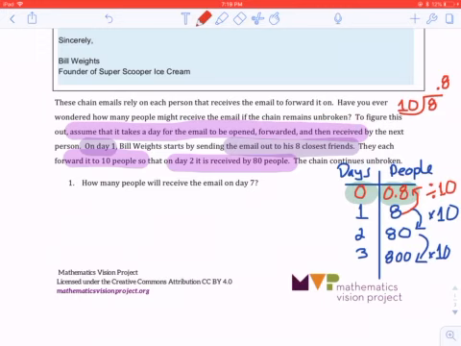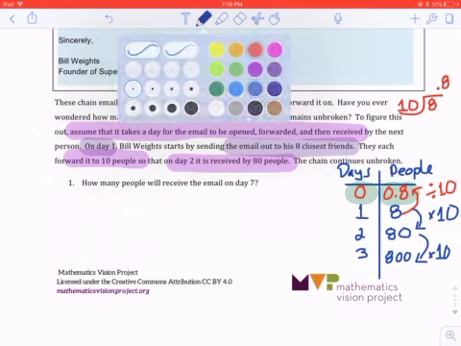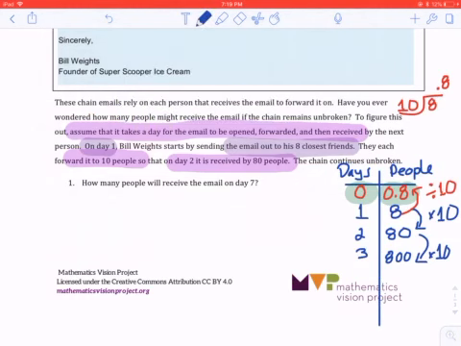Now, let's see. It's asking me how many people received the email on day 7. There are a couple ways I can do this. I can go with the table method. Maybe some of you have already done this. Now, day 4, multiplied by 10, that would be 8,000. Now, the easy way to multiply by 10 just means I keep adding zeros.